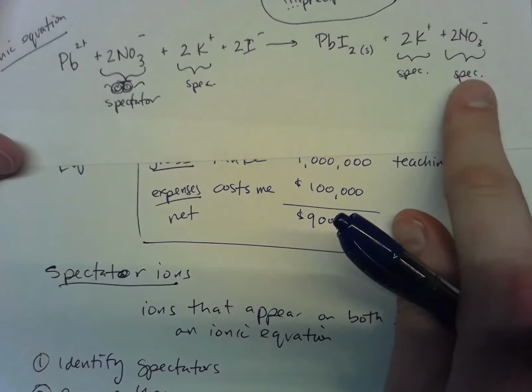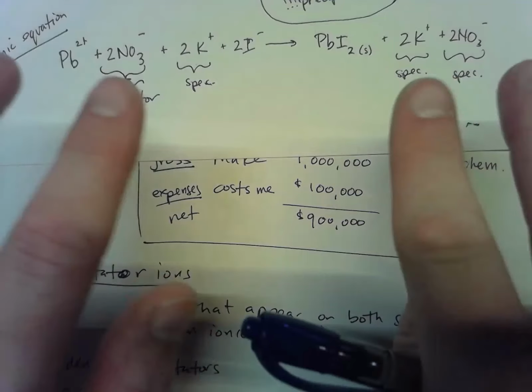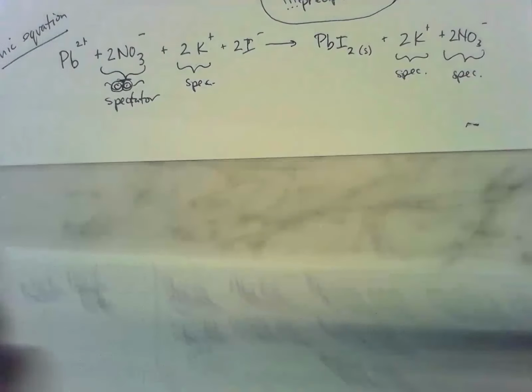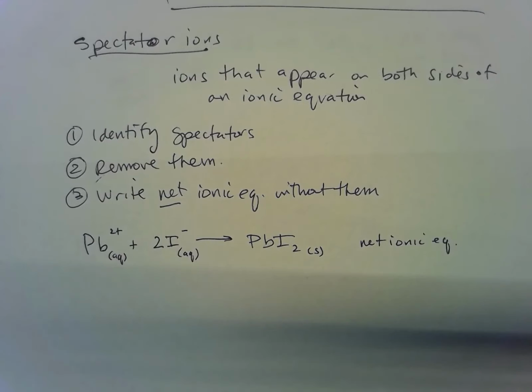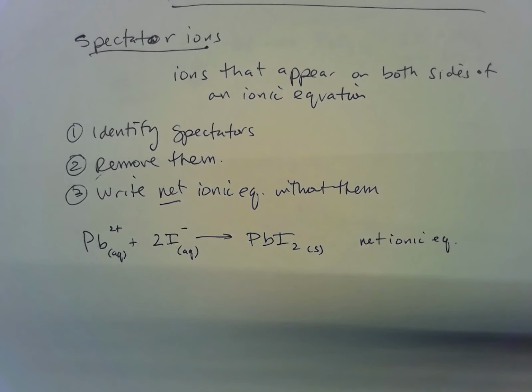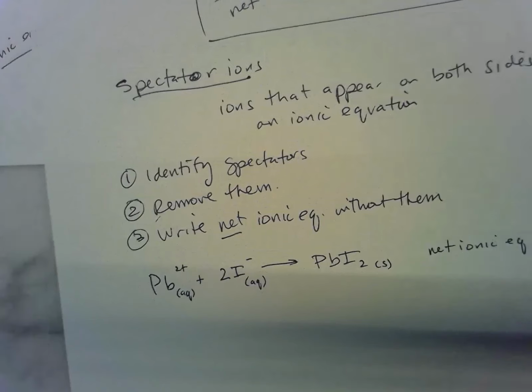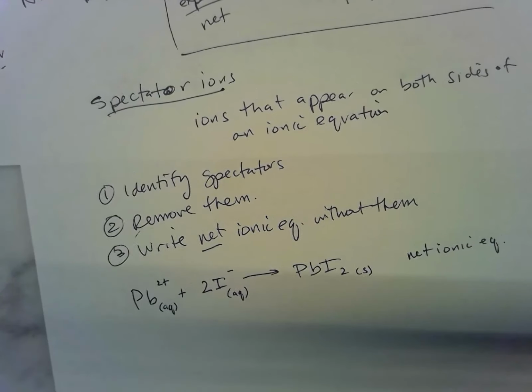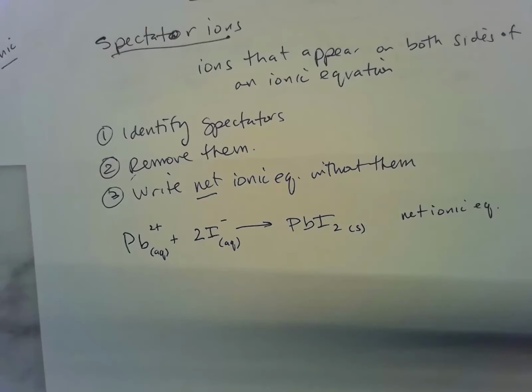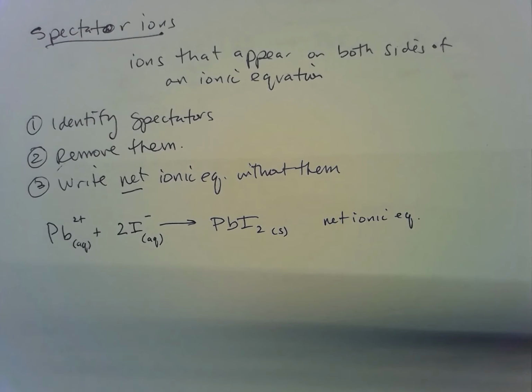Then we'd find all the stuff that was the same on both sides, get rid of it, and rewrite that as a net ionic equation. Okay? So it's pretty straightforward. It's not super complicated, and once you realize that ions can sort of hang out in solution and not really participate, then that helps you understand what's going on here.